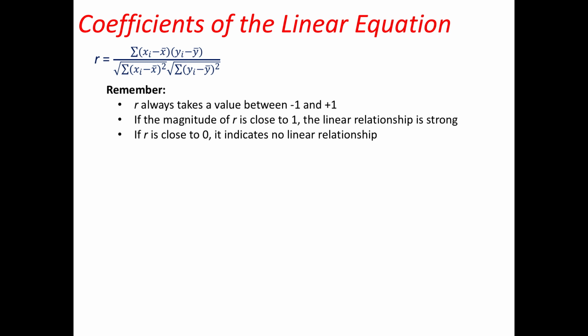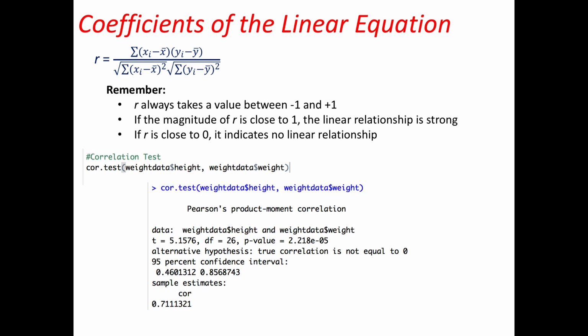Instead of working out the formula for this example we're talking about, let's use RStudio instead. We can use a new function, the correlation test, with the command cor.test. This will conduct a Pearson's correlation test. Here's the output, which shows a correlation coefficient, or r value, equal to 0.711, with a p-value of 2.218 times 10 to the -5th.